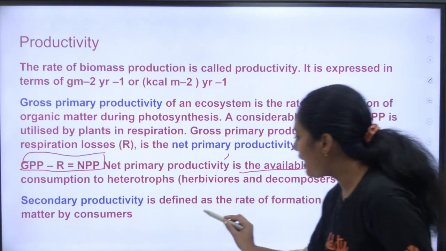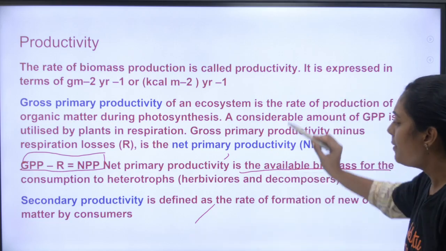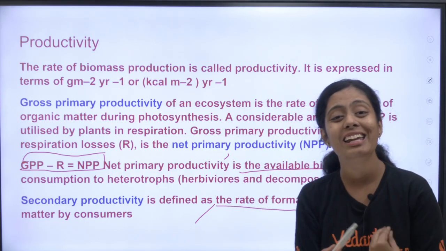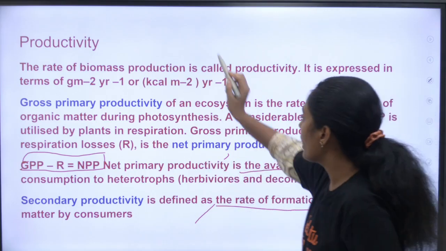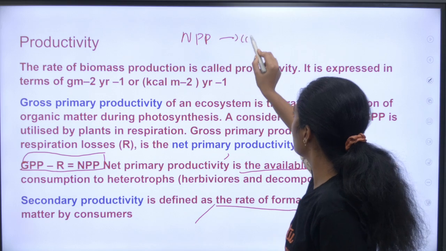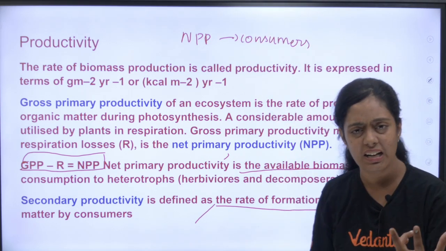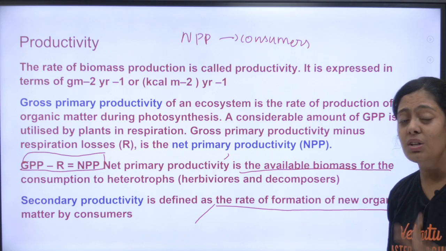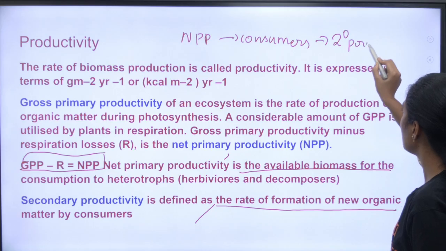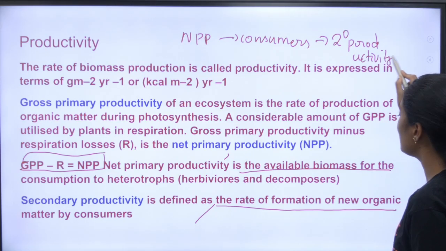Then you have secondary productivity. Very easy questions come from this, pasangla. It is defined as the rate of formation of new organic matter by consumers. Okay, so this net primary productivity is consumed by consumers, correct? So consumers, we all thrive upon plants directly or indirectly, right? Now these consumers produce new organic matter. That is what we call secondary productivity, pasangla. Very, very important, don't forget this.